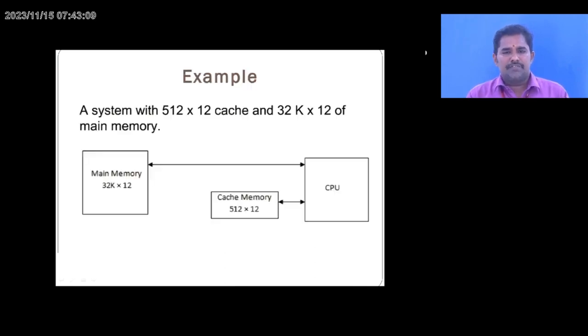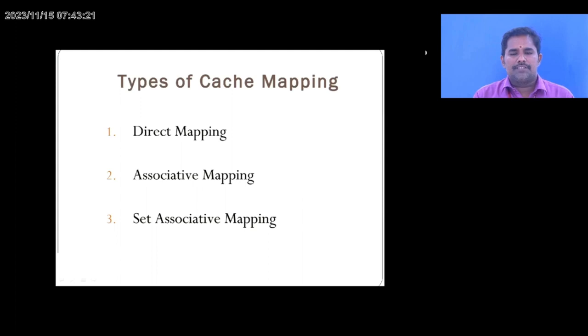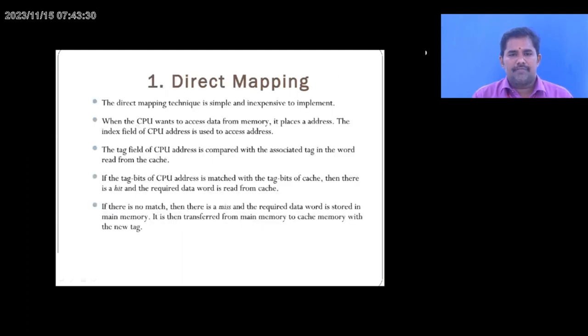For example, if a system consists of a 512 x 12 cache and 32K x 12 of main memory, the arrangement of main memory and cache memory looks like this. There are three types of cache mapping: one is direct mapping, another is associative mapping, and then set associative mapping.